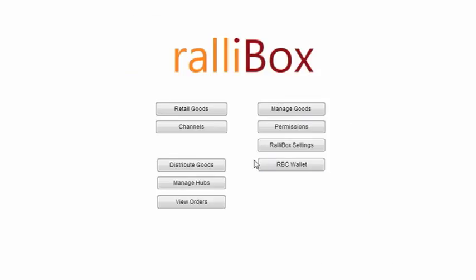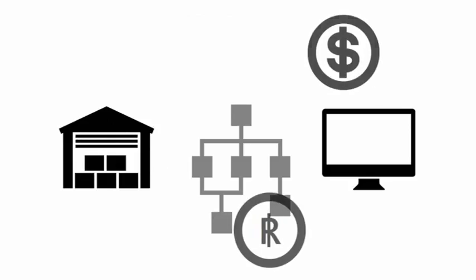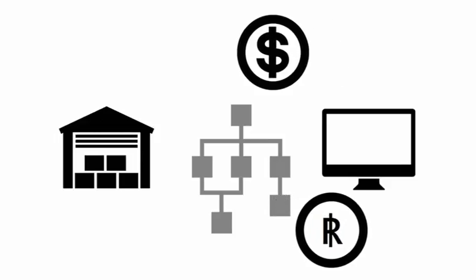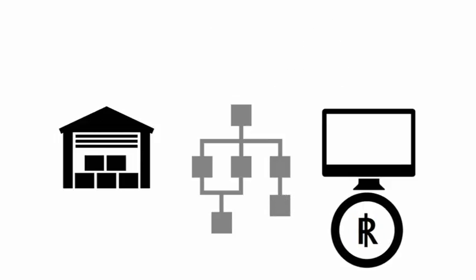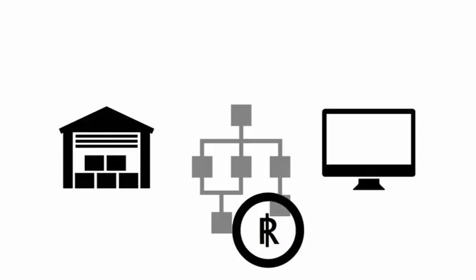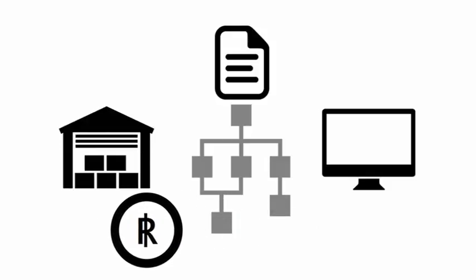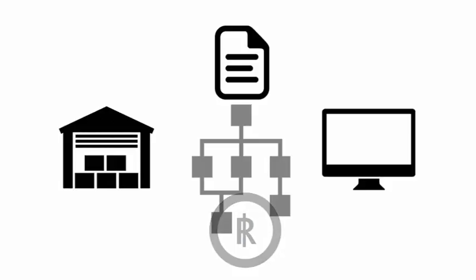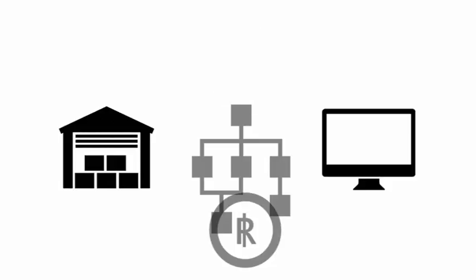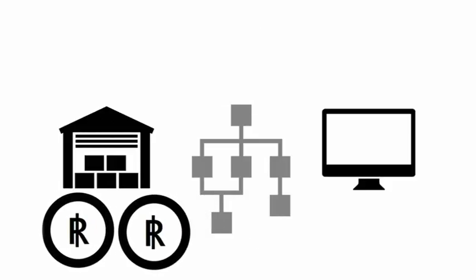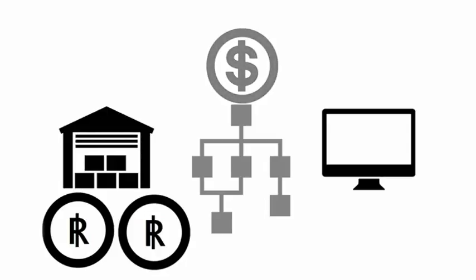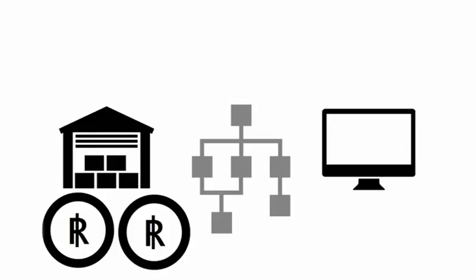The RalliBox payment system is blockchain-based. A retailer purchases RBCs from the RalliBox system in order to use to pay suppliers. The supplier can then either exchange or relend that RBC, which creates a receivable. And the supplier gets more RBC in return. RalliBox then collects on the original receivable.